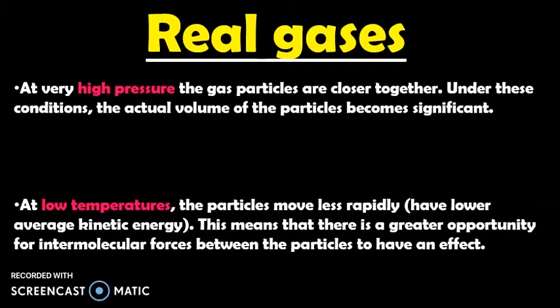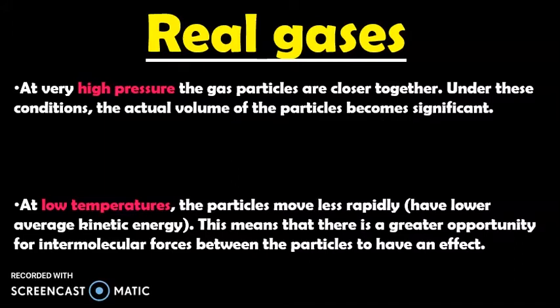With real gases, some of the assumptions made about ideal gases no longer apply under certain conditions. And these are the two conditions. The first one is high pressure. So at a very high pressure, the gas particles are closer together. Under these conditions, the actual volume of the particles is significant. So when you increase the pressure, the volume goes down, so the volume of the particles becomes significant.